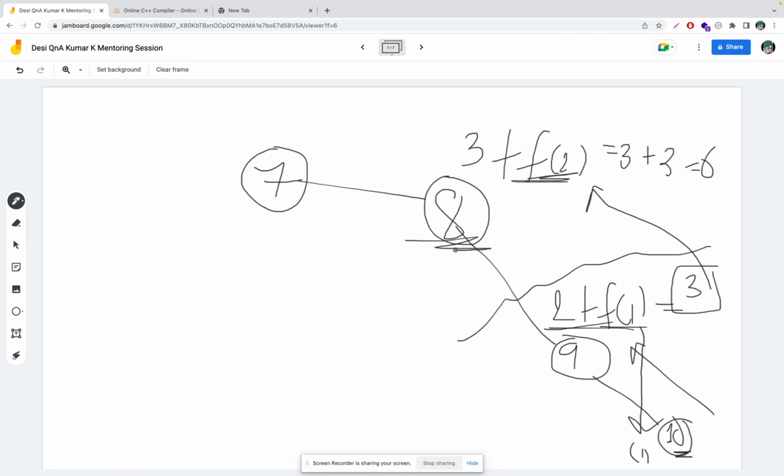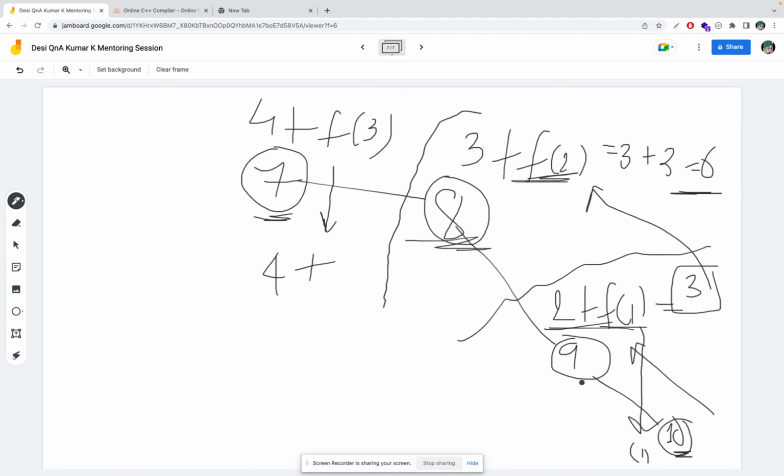Similarly, you will do it for the 7th node. At the 8th node, you have the answer 6, which is basically the sum of 1 plus 2 plus 3. At the 7th node, we had written 4 plus f of 3. You can rewind the video and check. We are going in the upwards direction, not downwards. What was f of 3? We calculated it as 6. So 4 plus 6 is 10.